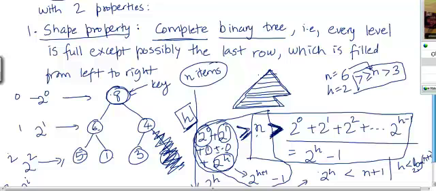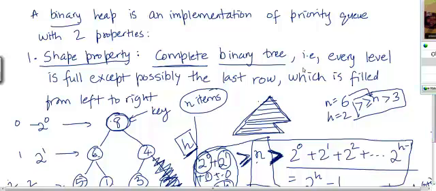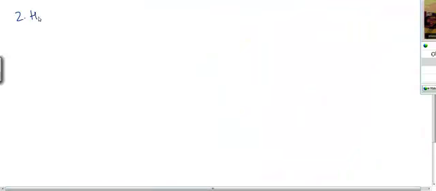So we're still in the definition of a heap here. So a heap has two properties. It is a complete binary tree, and that's called the shape property. And the second property of the heap is called the heap property.